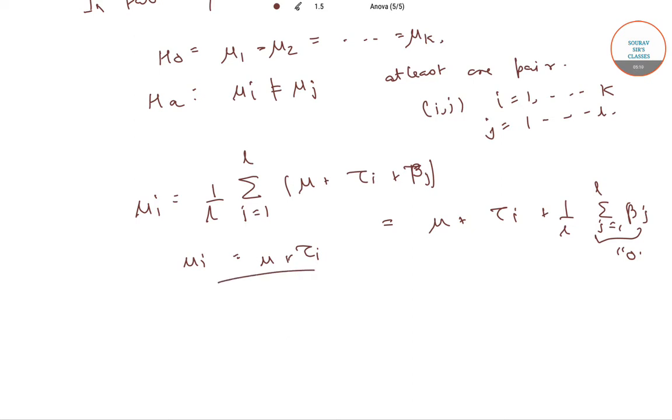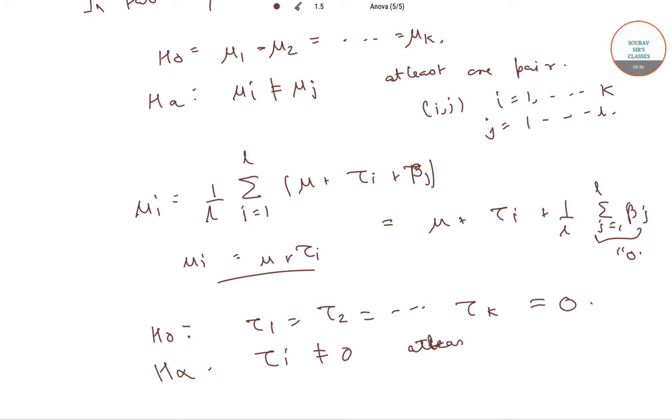From here we can equivalently write our H naught as tau 1 is equal to tau 2 is equal to so on till tau k, which is equal to 0, and H alpha is that tau i is not equal to 0 for at least one i, where i runs from 1 to k. And our alternative hypothesis is that for at least one i we would have tau i not equal to 0.